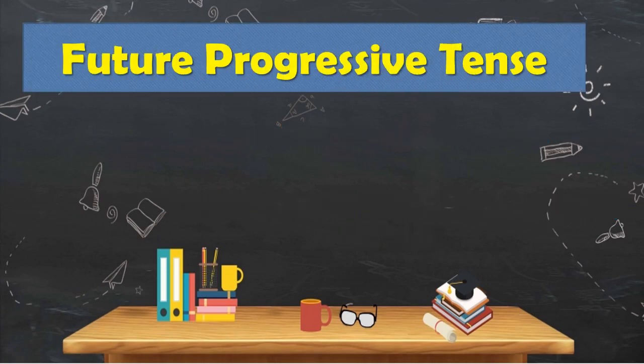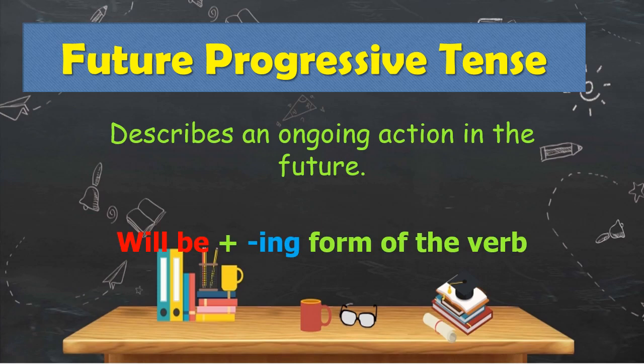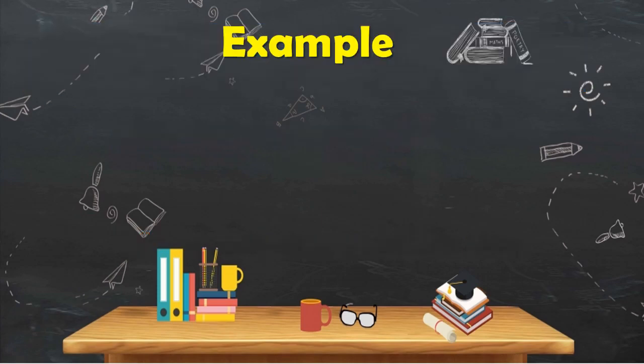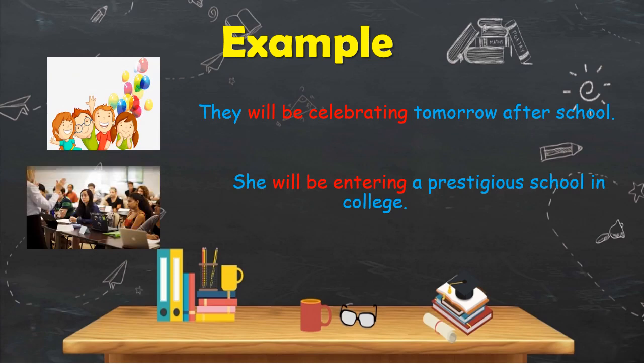Now, the future progressive tense. The future progressive describes an ongoing action in the future. We are going to use will be plus the ing form of the verb. For example, they will be celebrating tomorrow after school. Another example, she will be entering a prestigious school in college.